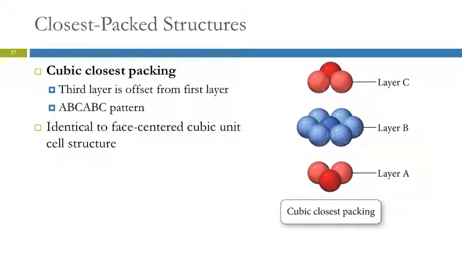The other closest pack is called cubic closest packing. So here we have layer A and layer B again, but now layer C, instead of lying directly over A, is offset from layer A. We've got an ABC, ABC pattern. This is actually identical to a face-centered cubic unit cell.